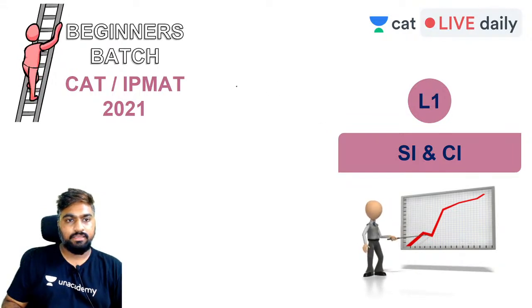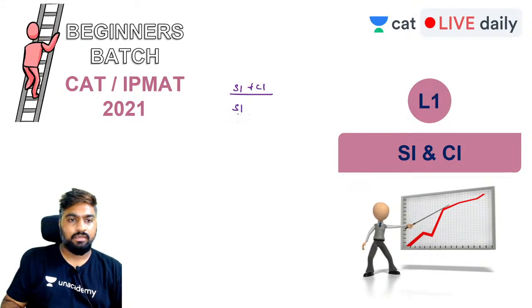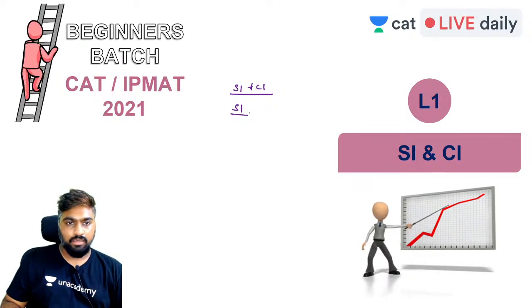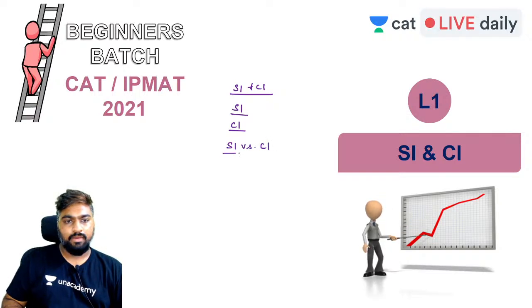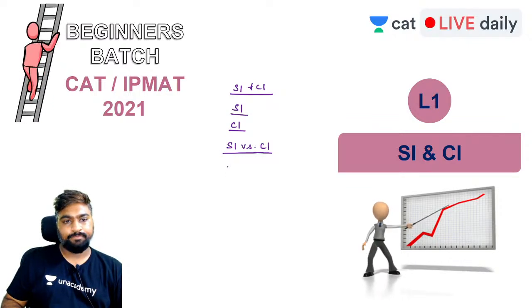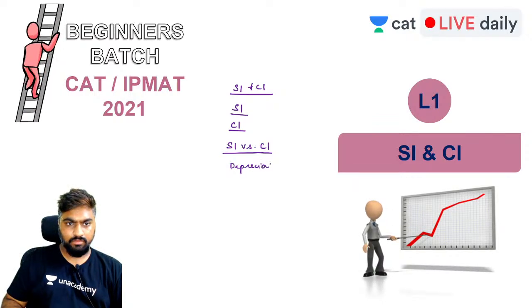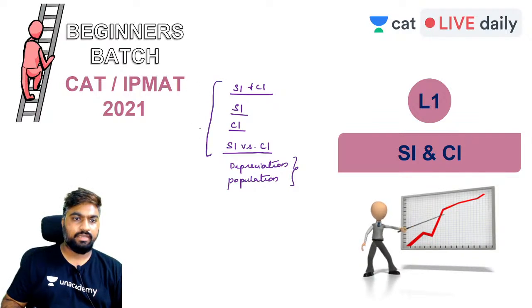Alright, under this SI and CI, we'll be covering simple interest, how to find out simple interest, how to find out rate of interest, time, how to find out the principal, questions like this. We'll be doing compound interest, SI versus CI, questions that deal with difference between SI and CI. We'll be doing questions on depreciation, population. Yes, so we'll start with this to begin with.